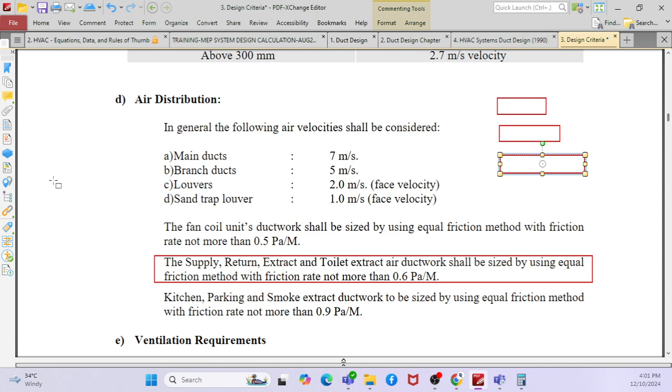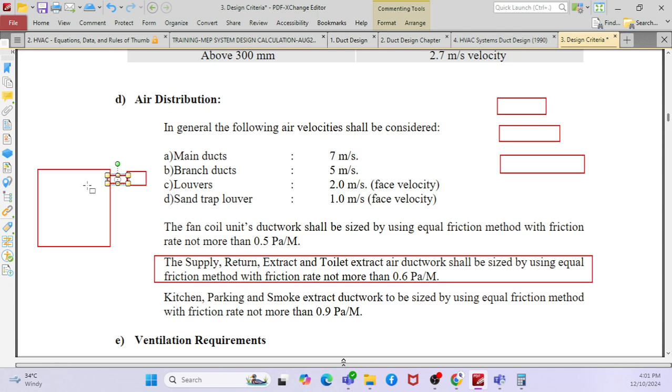Now the optimum velocity for the residential, say for example, this is your room, and you're keeping your FCU here, and you're going to keep the ducting like this, right? And what is the pressure drop you have to maintain per meter? For the FCU, it is 0.5 pascal per meter, so you can throw it with the effective throw and also with less noise.